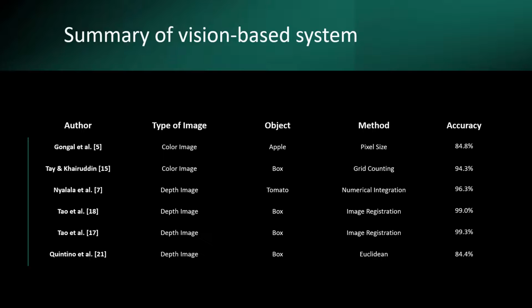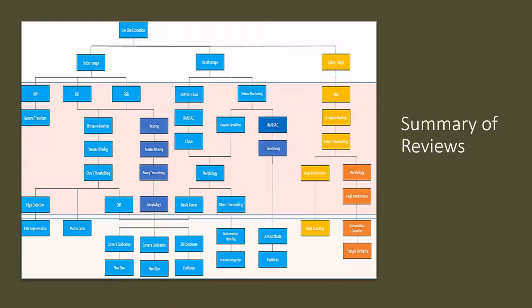From the pre-existing systems, there are 6 common techniques, which use methods such as pixel size, grid counting, etc. However, as you can see, from these systems only one, which is the second one, Tay and Khairuddin, is using the background-based technique, where they are focusing on the background instead of the object. And their method is actually grid counting with an accuracy of 94.3. I'm going to do my project and compare with this project.